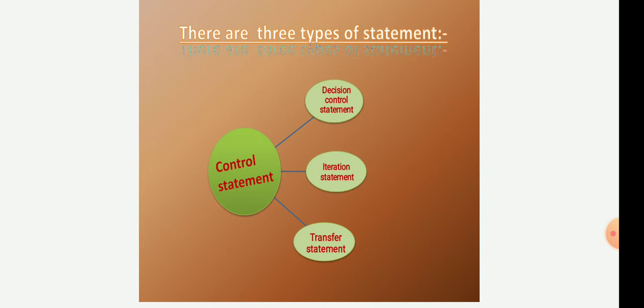Our first statement is the decision control statement. Our second statement is the iteration statement. Our third statement is the transfer statement. So dear students, basically what is a decision control statement?